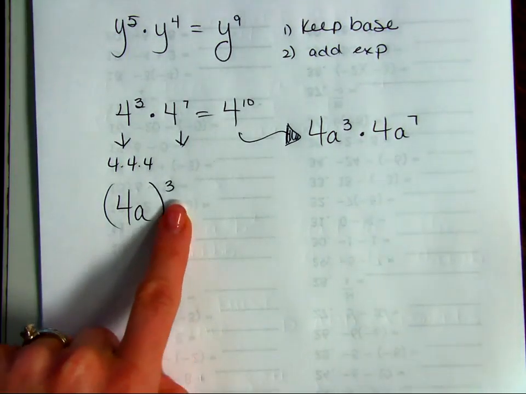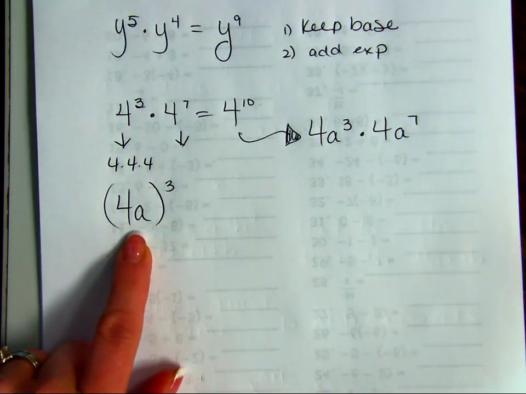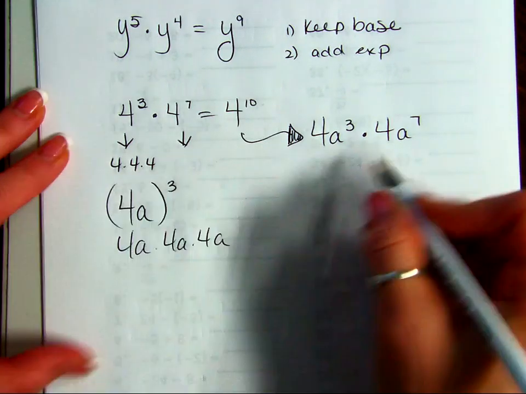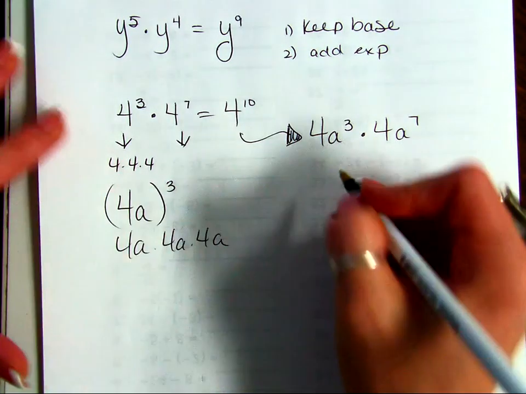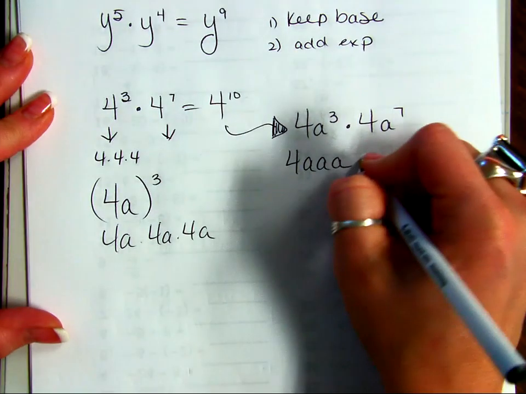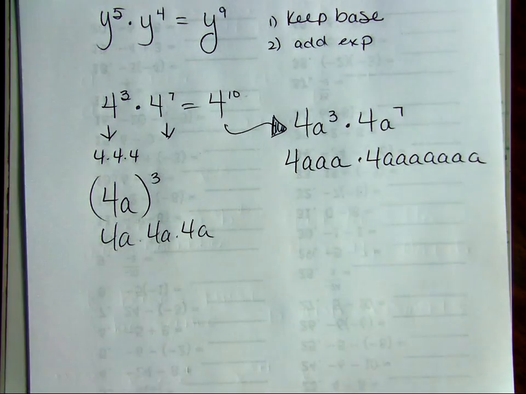What am I raising to the third power? The whole 4a. This means 4a times 4a times 4a. This does not. This means 4 times a times a times a. And this means 4 times a times a times a times a, 7 times.